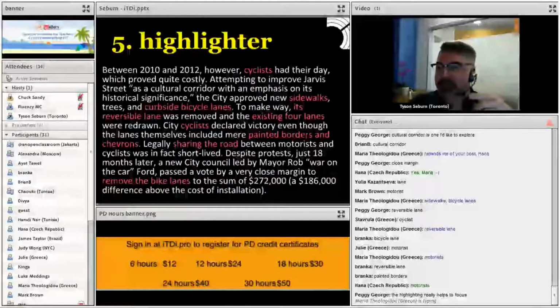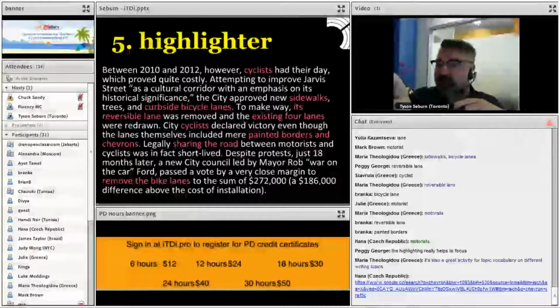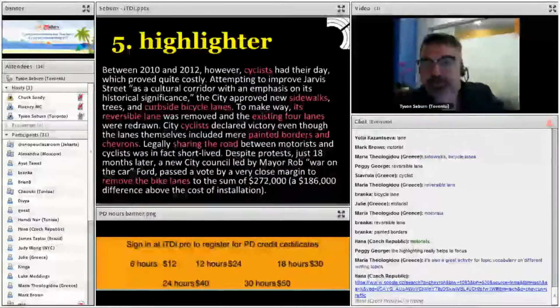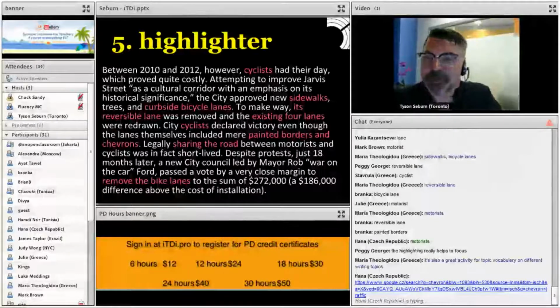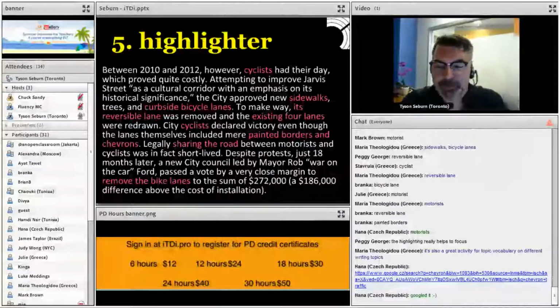And if you're not really sure what a chevron is, that's that diamond-shaped thing. I tried to do it in the webcam. Sorry. That diamond-shaped thing that shows how far away you should be from the next vehicle, or the next bike in this case. The last thing for the highlighter is tonal language.